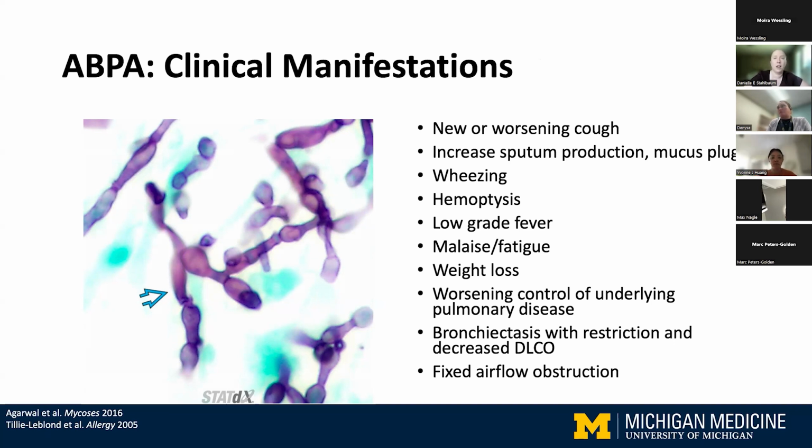One of the triggers that causes me to consider ABPA is particularly if someone is having hard to control underlying pulmonary disease, or they were well controlled before and something's changed, but they're still adherent with all of the treatments we had previously done. You get bronchiectasis with restriction and decreased diffusing capacity, and some patients do develop fixed airflow obstruction.